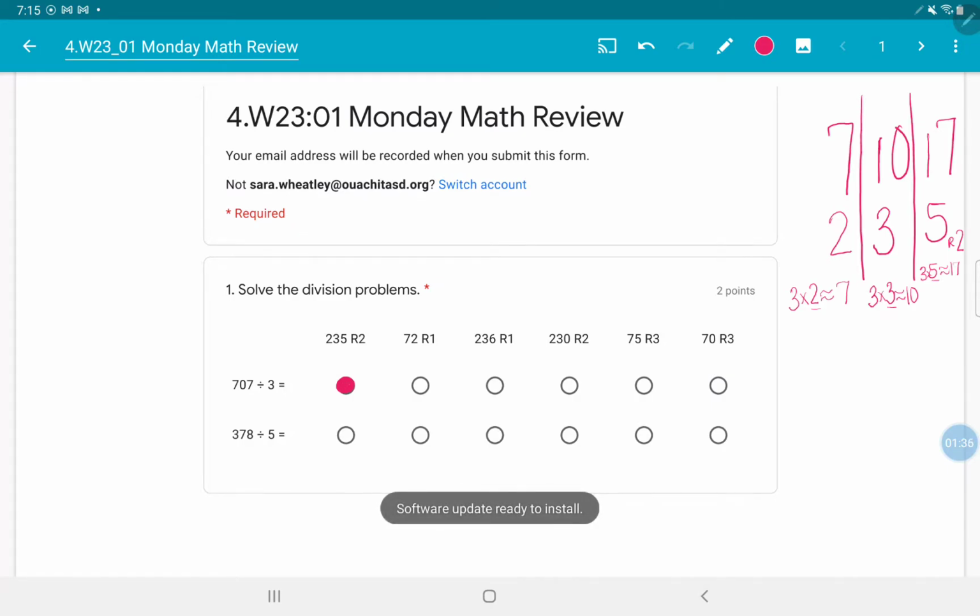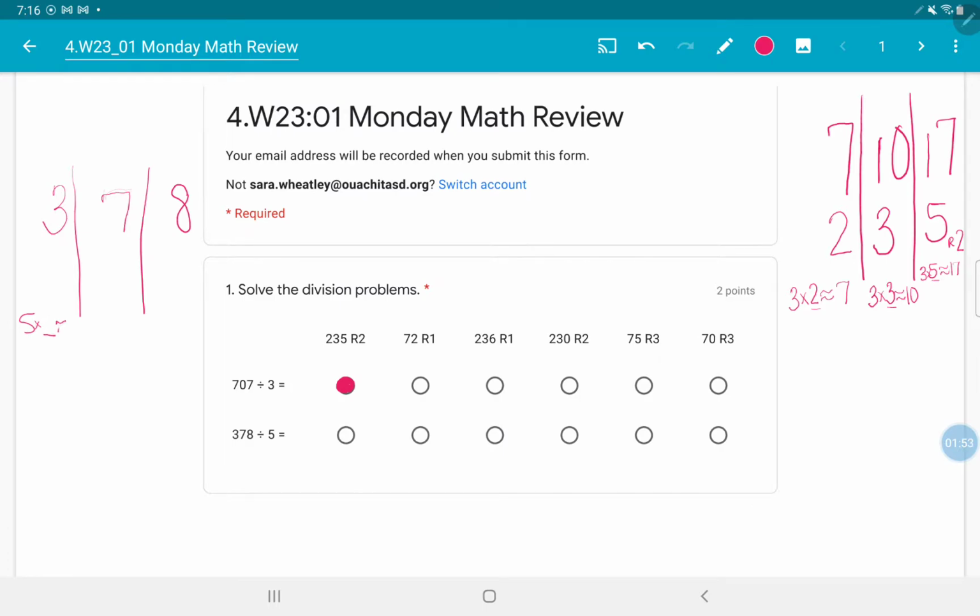I did the same thing with 378 divided by 5. I can't do 5 times a whole number to get me to 3. So I'm going to have to move my 3 over to the tens place. So 5 times what will get me as close as I can get to 37 without going over. Well, 5 times 7 is 35. So that'll be 7, and I've got 2 extra.